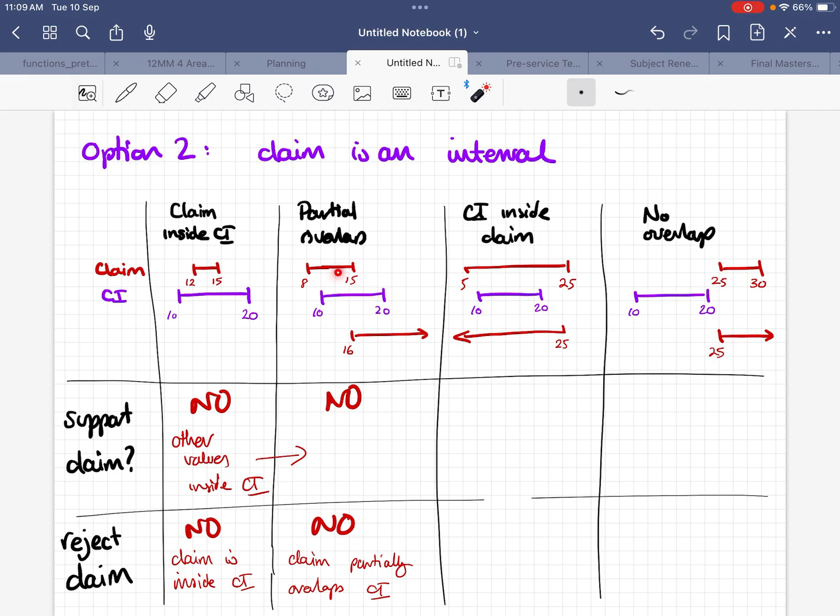Can I reject the claim? No, because everything up to 15 is inside the confidence interval. So we can't support a claim, we can't reject a claim. Go from there.